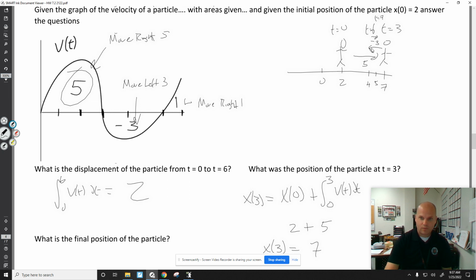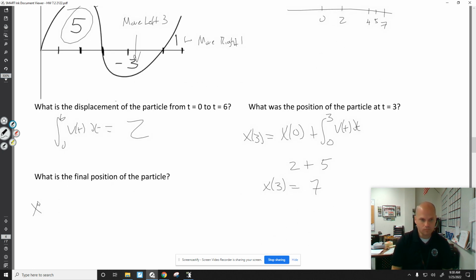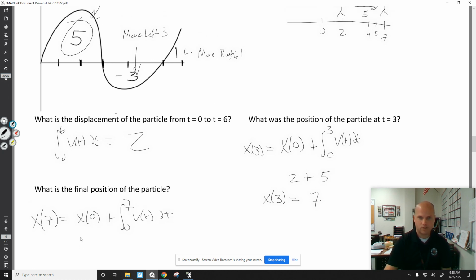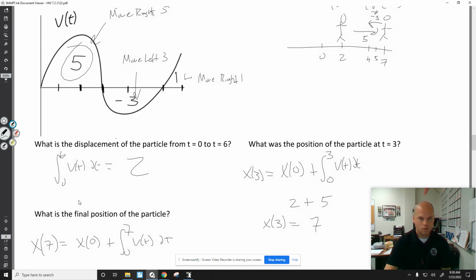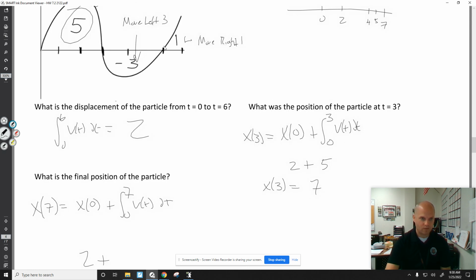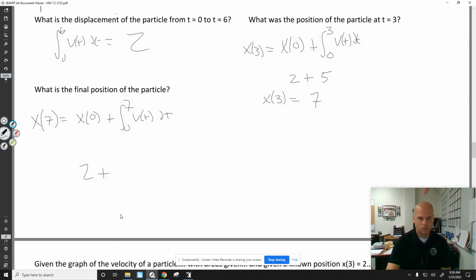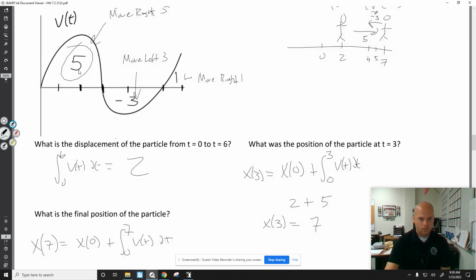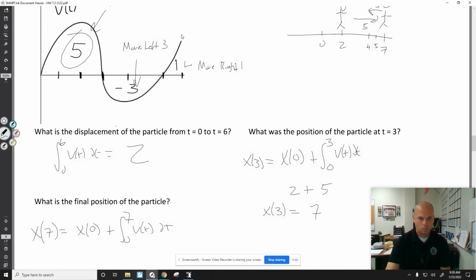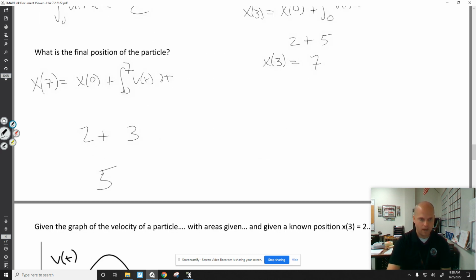Right 5, left 3, right 1. I ended at 5. Or my position at time 7 equals, I don't know, it doesn't matter which position you have because you have everything you need. Maybe you say 0, 0 to 7, whatever you want to do. I started at a position of 2, right 5, I'm at 7, left 3, I'm at 4, right 1, I'm at 5. 5 minus 3 is 2, plus 1 is 3, 5.